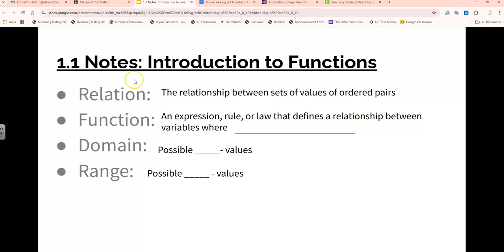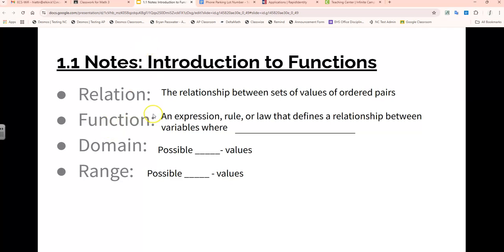So a relation is the relationship between sets of values of ordered pairs. So basically it's just a list of ordered pairs. Ordered pairs being things like (2, 7) or (-5, 4) that we can graph on the coordinate plane.